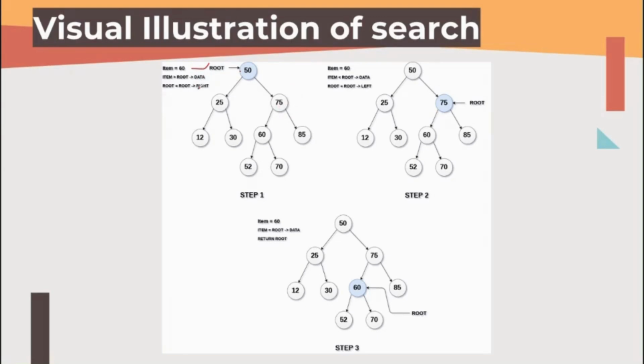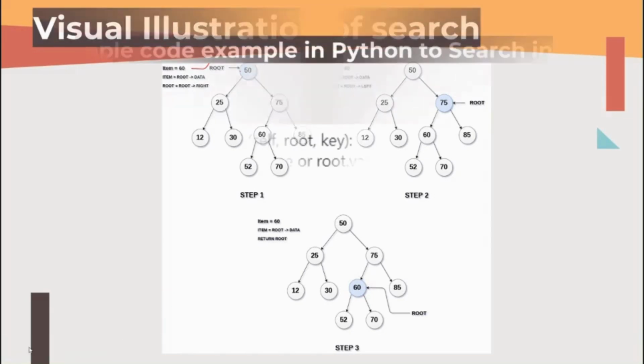Again the root is pointing to 75. Is 75 less than 60? Sorry, 60 is less than 75. That means we need to check the left side of 75. So the root value is 65, and then it finds the element 60. It returns the value 60 to the main function.